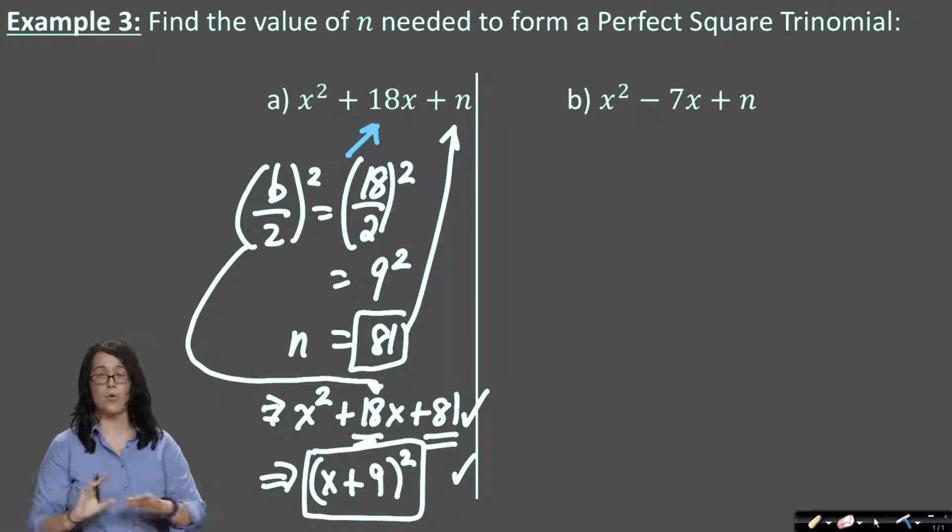But for now, we're just asking you to try to find the missing term. We're building slowly our skills here. So right now, I just said, what would the missing term have needed to be? And you'd say 81, because half of 18 squared is 9 squared, which is 81.